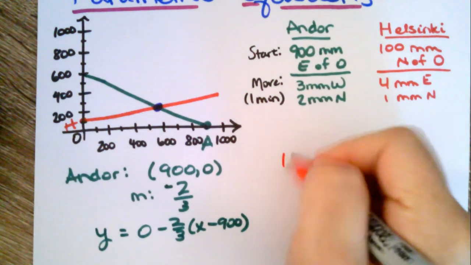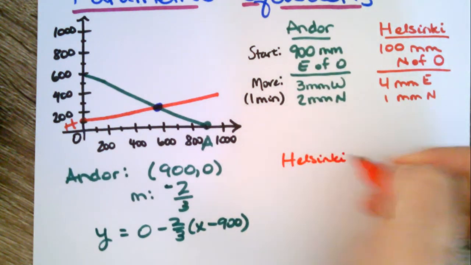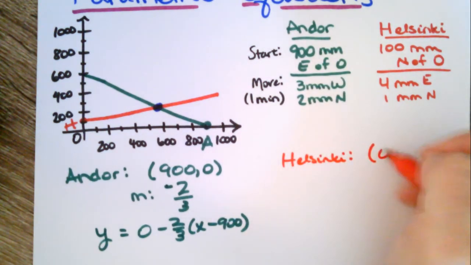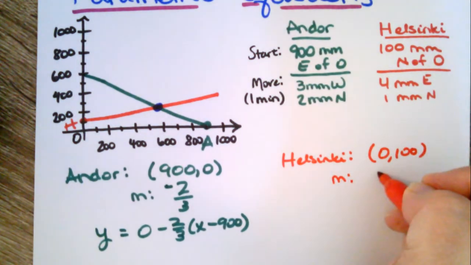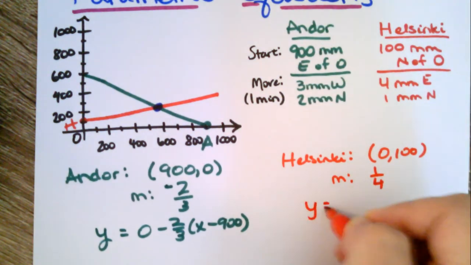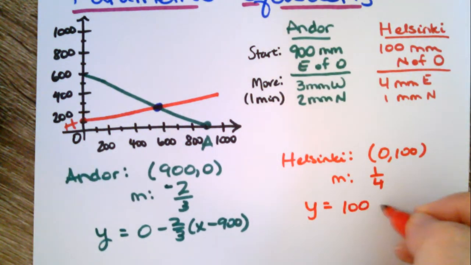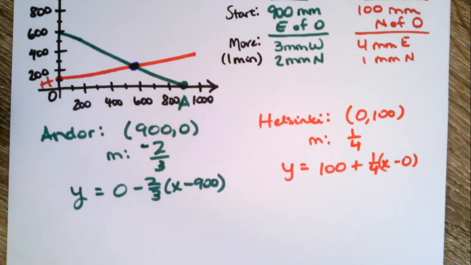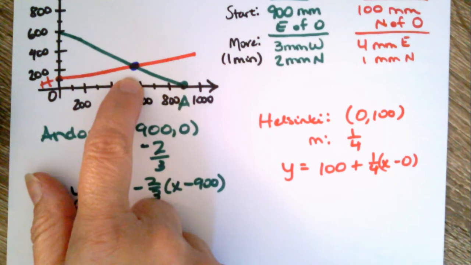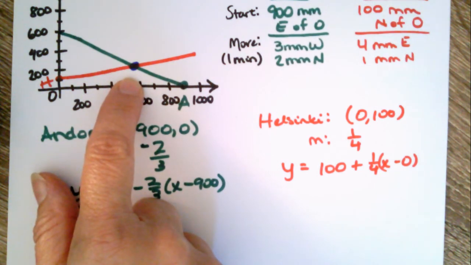Let's do the same thing for the Helsinki. We have the point 0, 100 where we're starting, a slope of 1/4, and so y is equal to 100 plus 1/4 times x minus 0. And the reason that we found those two equations is because if we're going to determine if these ships are going to collide, one of the things that we need to know is the coordinates of this point. Where is it that they intersect?